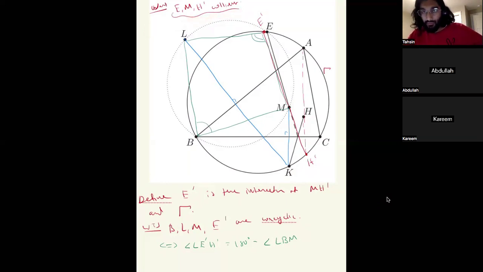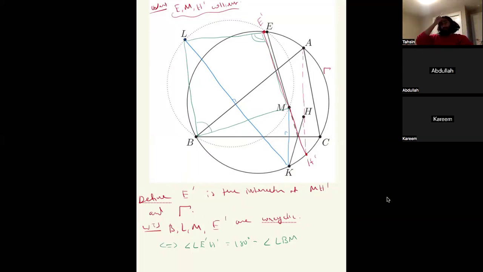Now, E is sort of a weird point, so another approach is to say E prime. This is the phantom point, which is supposed to be the same as E, but you define E prime as the intersection of MH prime and the circumcircle of ABC. Then you want to show that B, L, M, E prime are concyclic. Does that make sense? This would actually be the same as showing that EM and H prime are collinear. Yes.